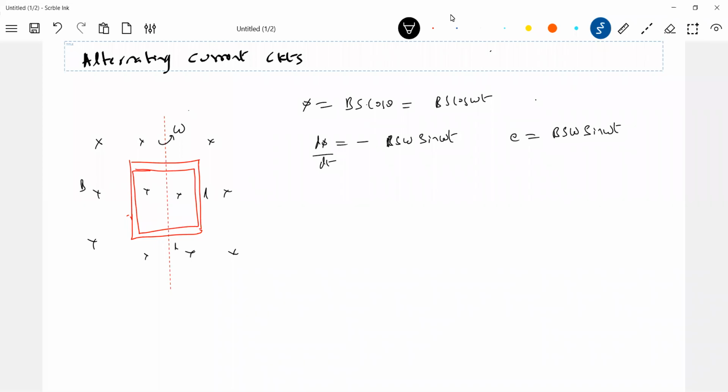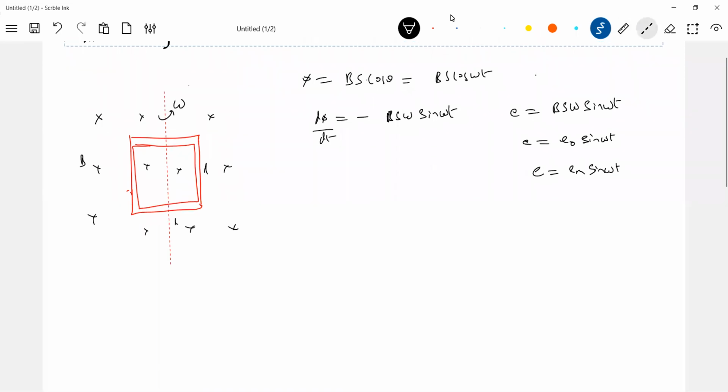Look at this EMF induced, and this particular thing I'll call E naught, or in books it is also called E m, the maximum value of the induced EMF. And what is omega? Angular frequency. This particular signal, when I plot it, is called alternating current.